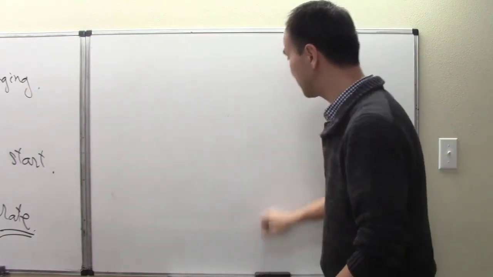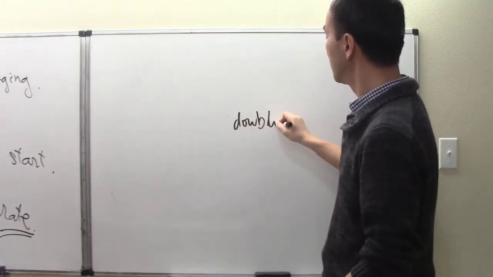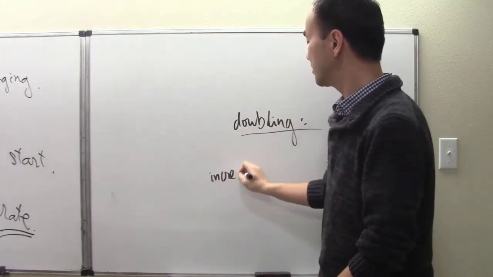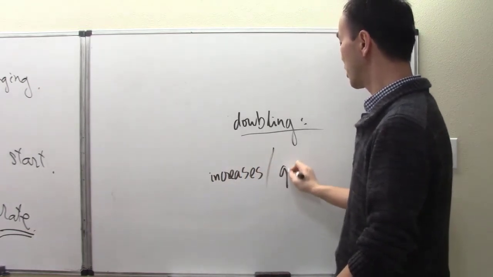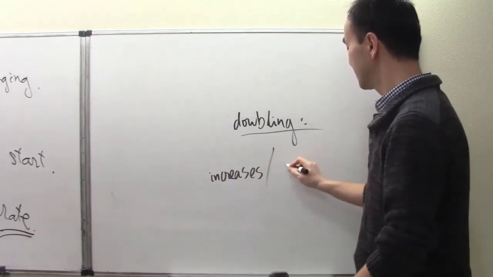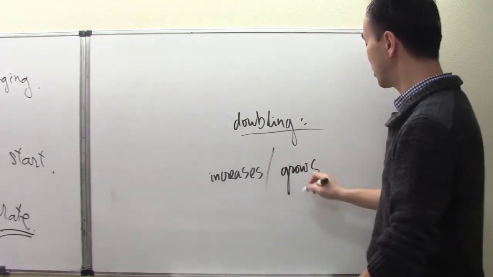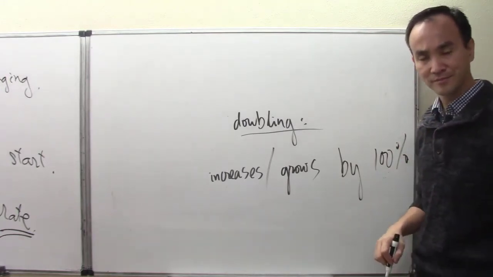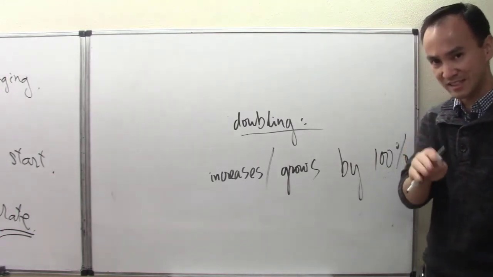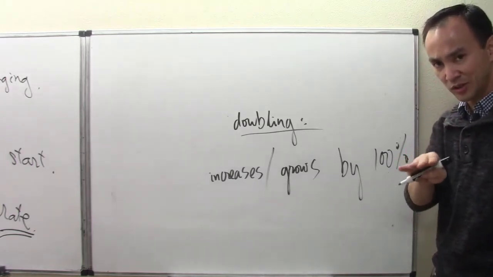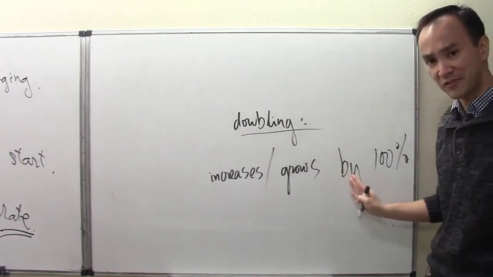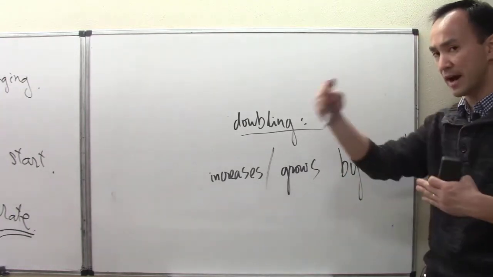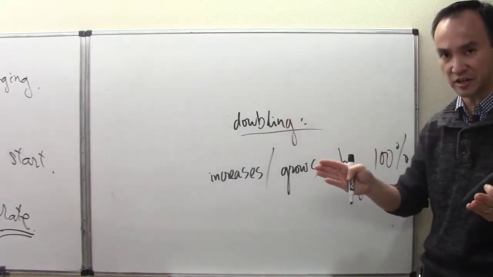Another way of saying it: doubling really means the same as the quantity increases or grows by 100%. So according to the wording description of that problem, in each hour later, that population of bacteria grows by 100%.